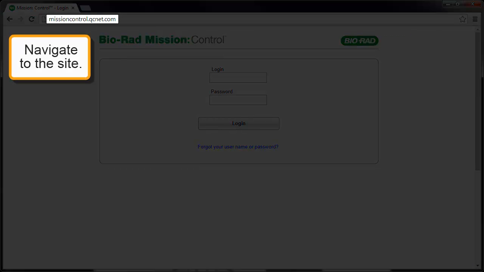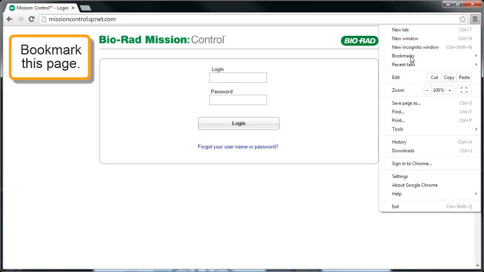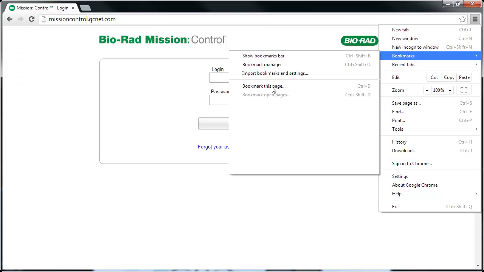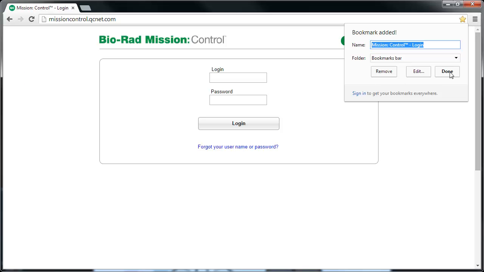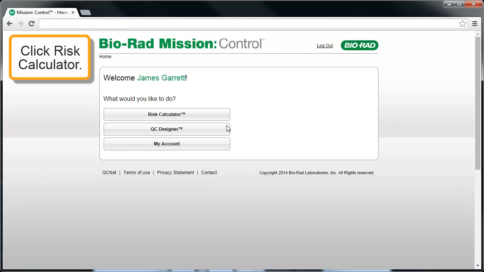Go to missioncontrol.qcnet.com. Bookmark this page so that it is convenient for future access. Enter your username and password. Click Risk Calculator.